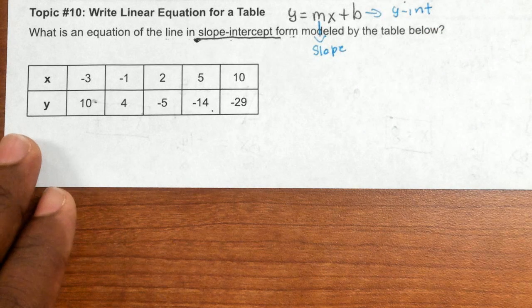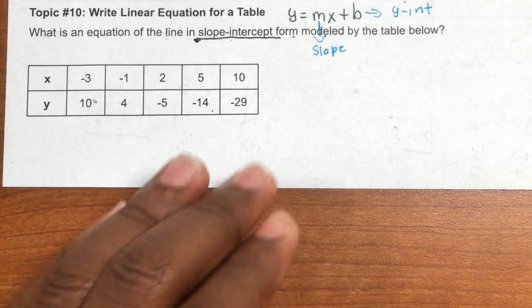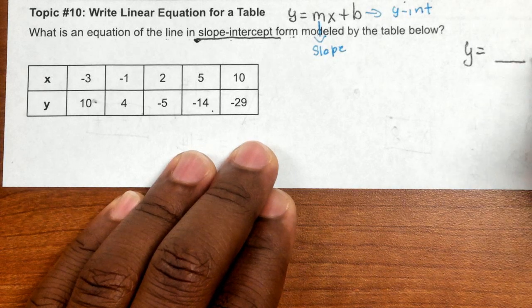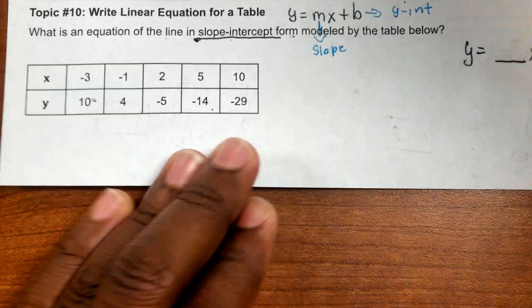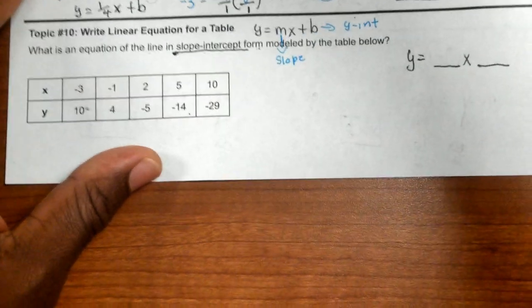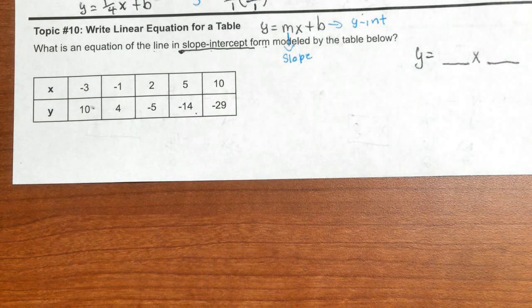So what we're going to do, guys, is we're trying to make that equation. So we're going to have y equal something x something. First, let's identify the slope.